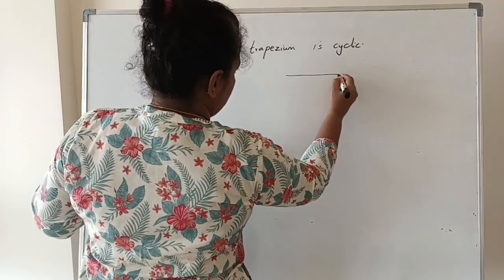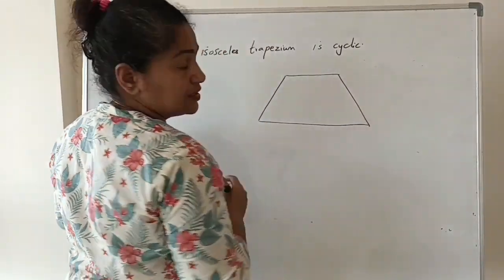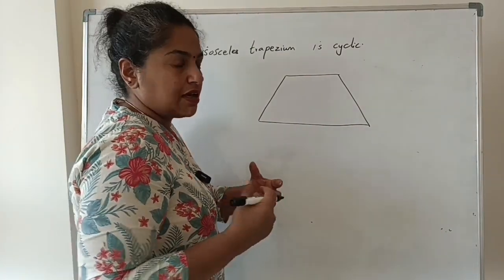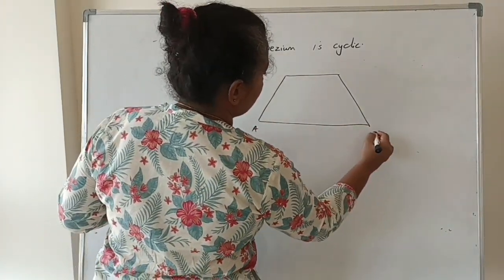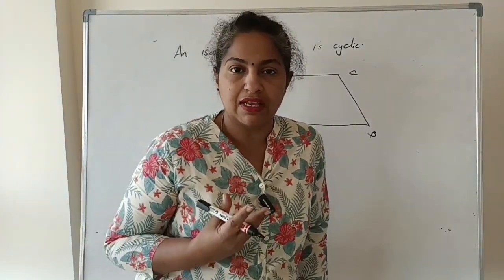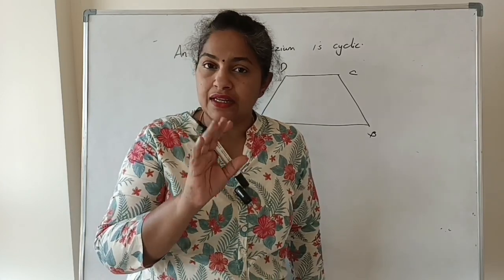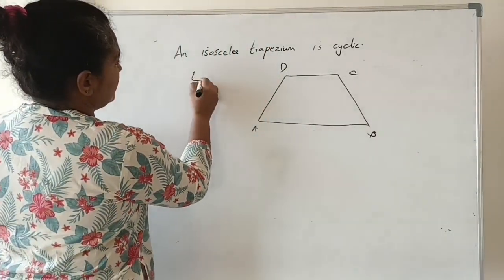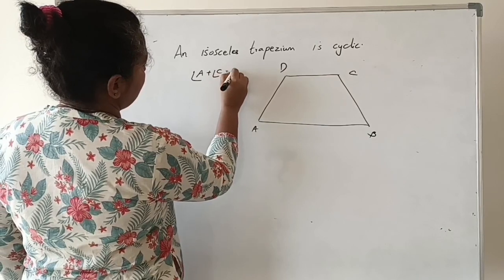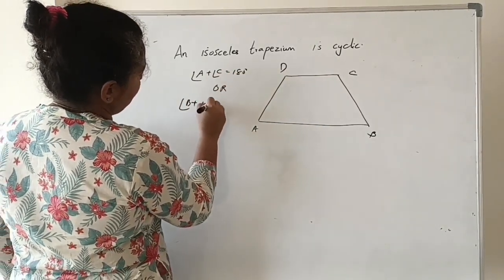So if you have an isosceles trapezium, they are asking us to prove that it is always cyclic. It is always a cyclic trapezium, or it is always cyclic. So we need to prove that. How do you prove a quadrilateral is cyclic? We prove a quadrilateral is cyclic by showing that the sum of the opposite angles is equal to 180 degrees. So I need to show that angle A plus angle C is 180 or angle B plus angle D is equal to 180.